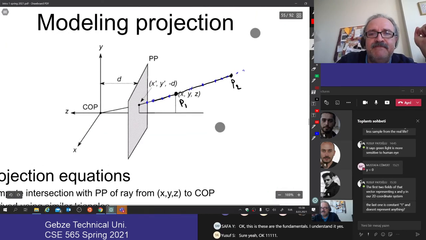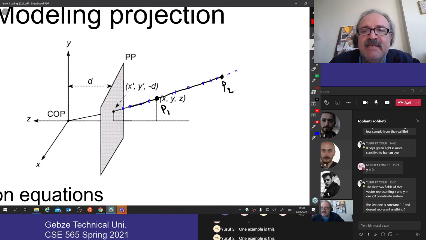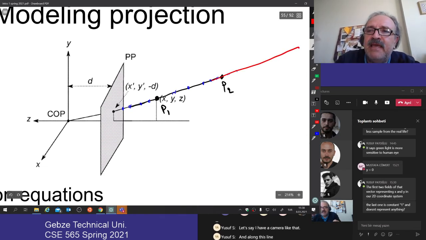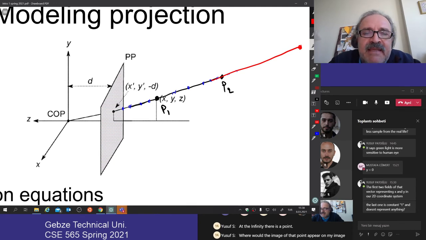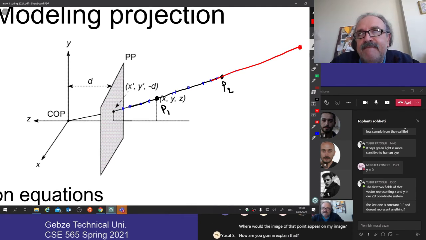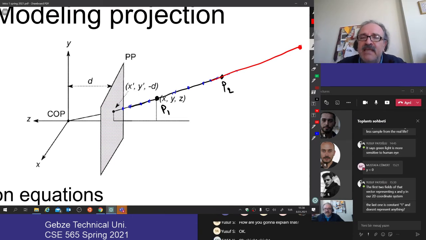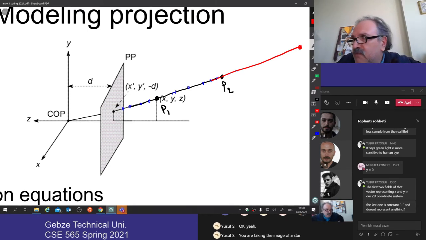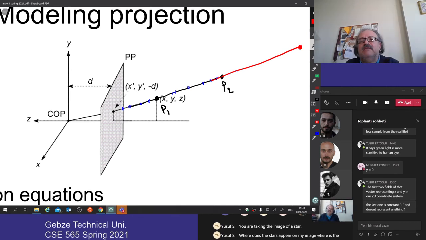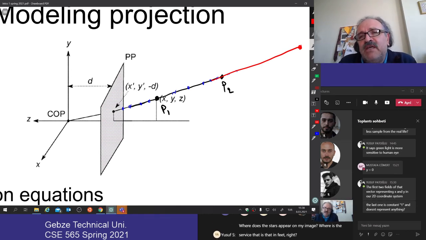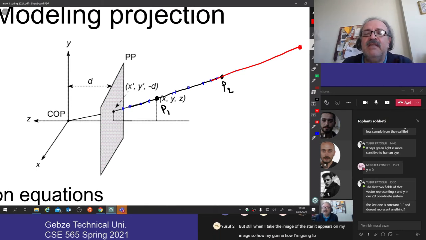One example is this. Let's say I have a camera like that, and along this line, at infinity, there is a point. Where would the image of that point appear on my image? How are you going to explain that? Okay, all right, I understand. You are taking the image of a star. Where does the star appear on my image? The star is at infinity, right? But still, when I take the image of the star, it appears on my image. So how am I going to find that equation?